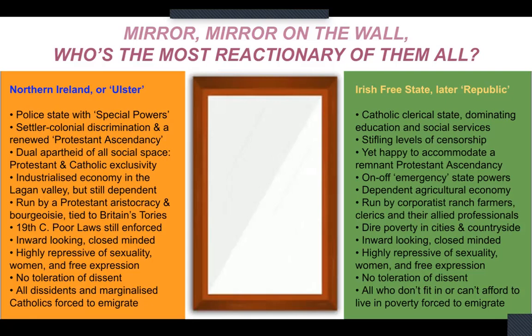There was the dual apartheid of all social space, so Protestant and Catholic mutual exclusivity. The Protestants would generally not socialize in the same places that the Catholics would, and vice versa. There was an industrialized economy, which contrasts with the Republic, but it's very concentrated in the Lagan Valley. It doesn't really apply outside the Lagan Valley.